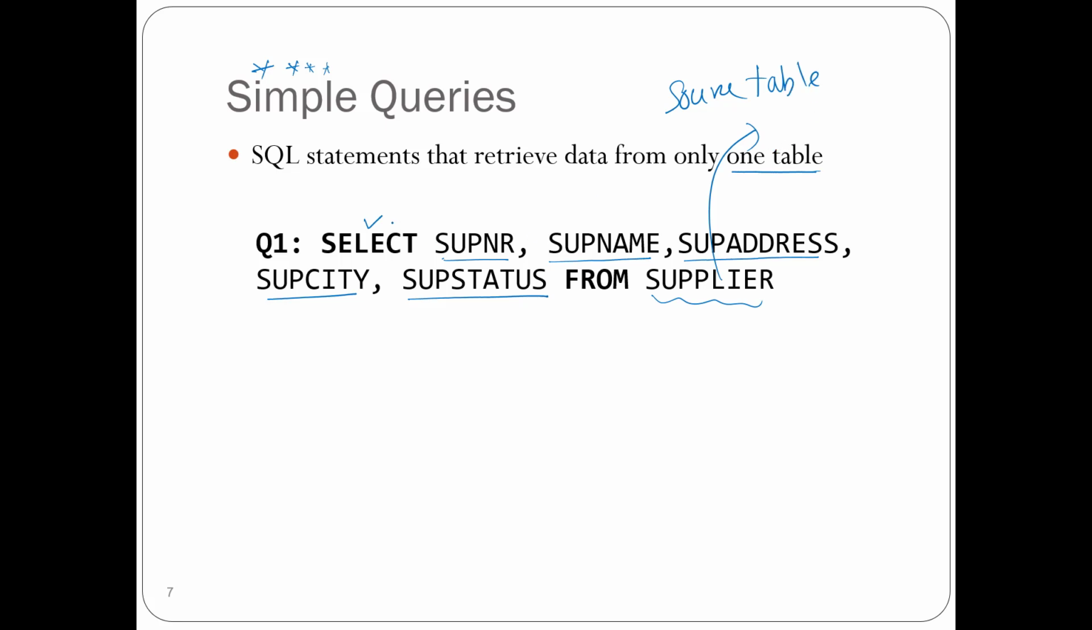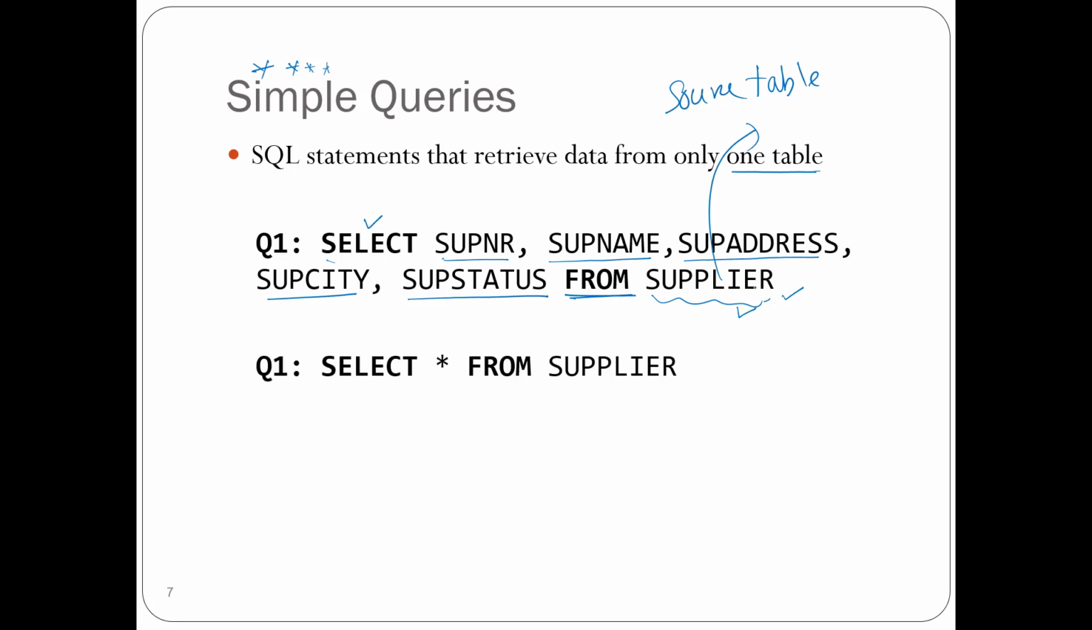And as I already mentioned, probably multiple times, one of the beauties of SQL is that it is declarative. You just tell what you need, and the query processor will take care of the rest. You don't need to specify navigational details. What you specify is what you need. So the select keyword followed by the names of the columns, which are SUPNR, SUPNAME, SUPADDRESS, SUPCITY, SUPSTATUS. All these attributes or columns are from the supplier table, right? So you say select all the column names, and then you use the from keyword, because after from you need to specify the source table from where we are getting the data, and the source table is supplier.